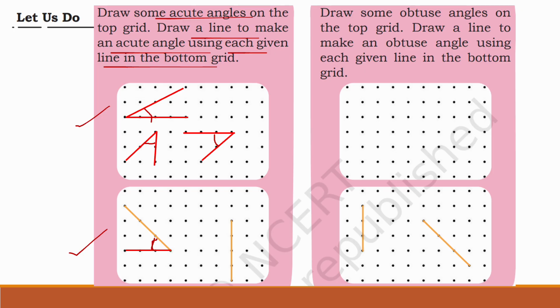Then you can draw one more acute angle. See, one line is given. You can draw the second line like this. So, this also forms an acute angle.